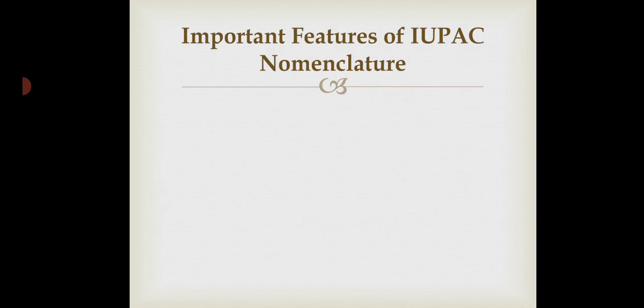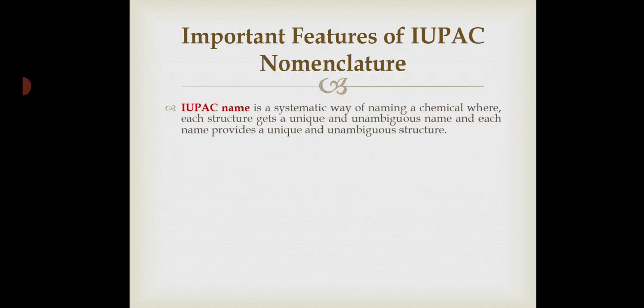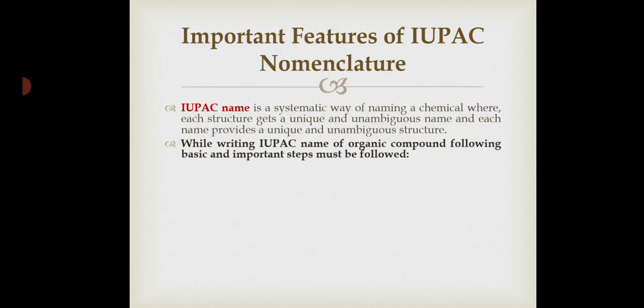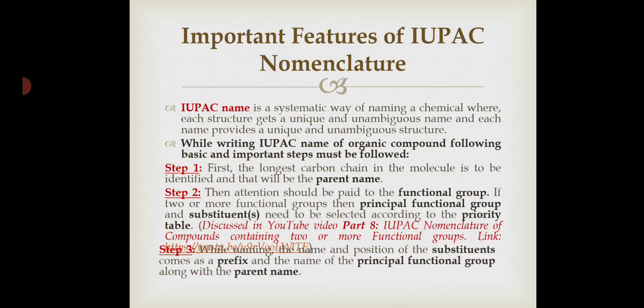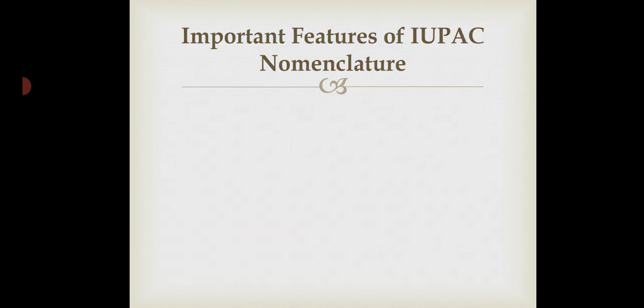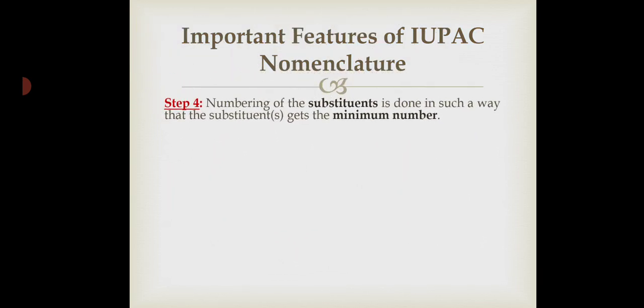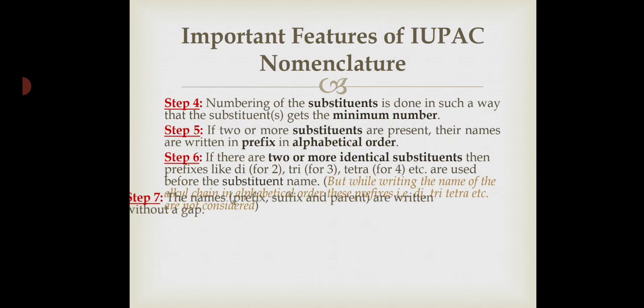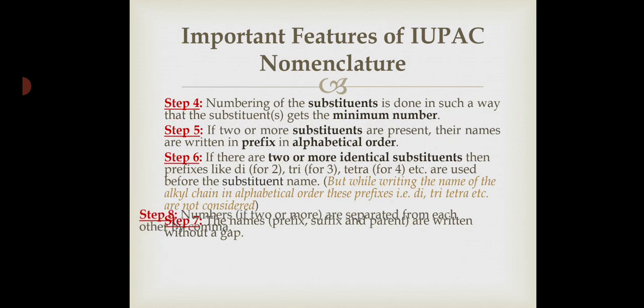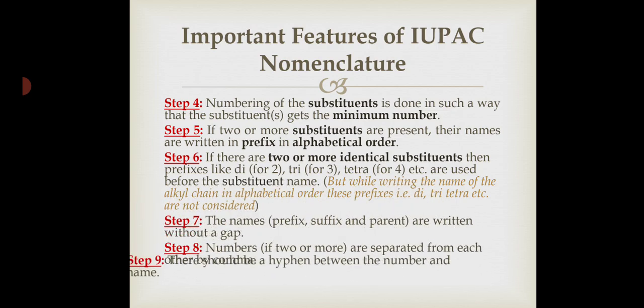Here are some important features of IUPAC nomenclature. You can go through it one by one, but you have to remember them while writing the nomenclature. Step 1, Step 2, 3, 4, 5, 6, 7, 8 and 9.